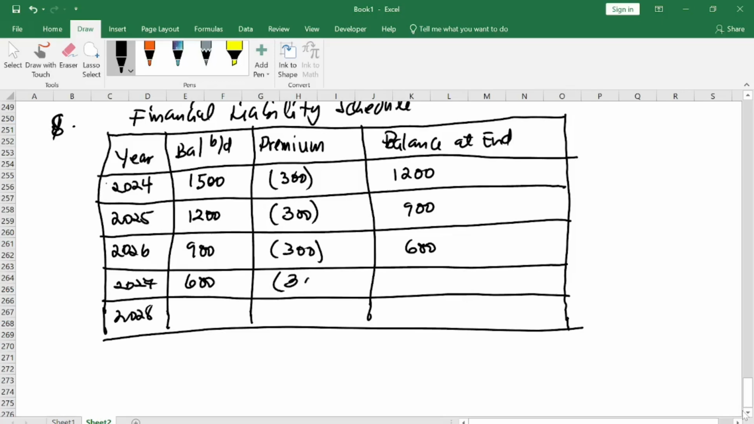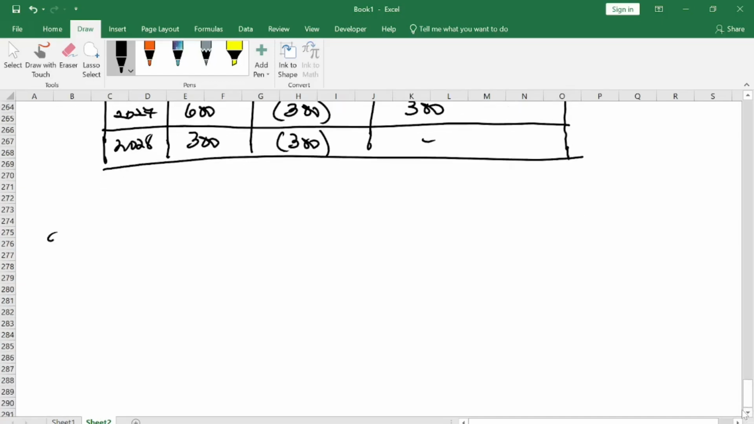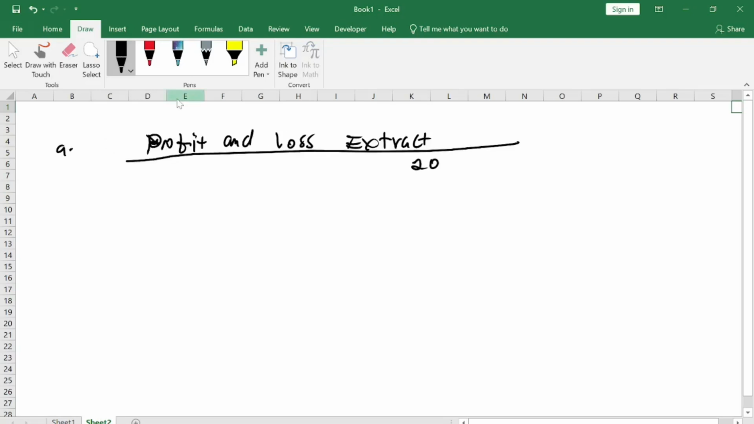So the money is paid off. So you have 300 here. So 300 here, you have nothing. So when you are done there, you can now do your extracts. Let's look at our profit and loss extracts. You have 2024, 2025.